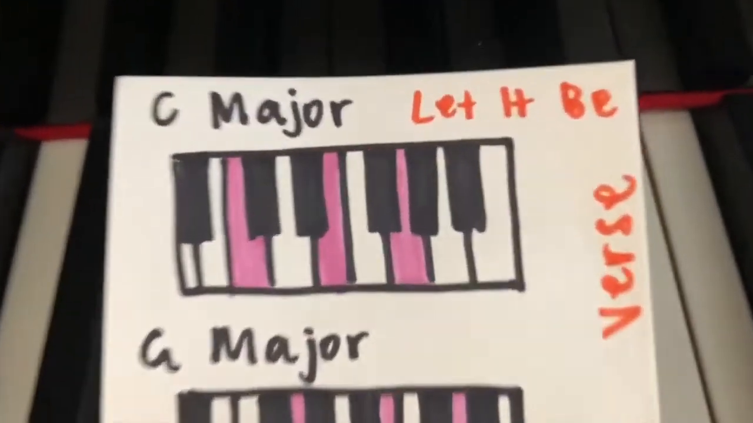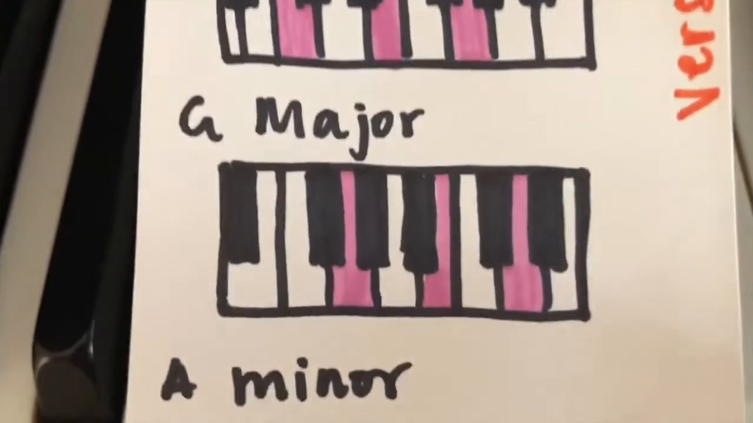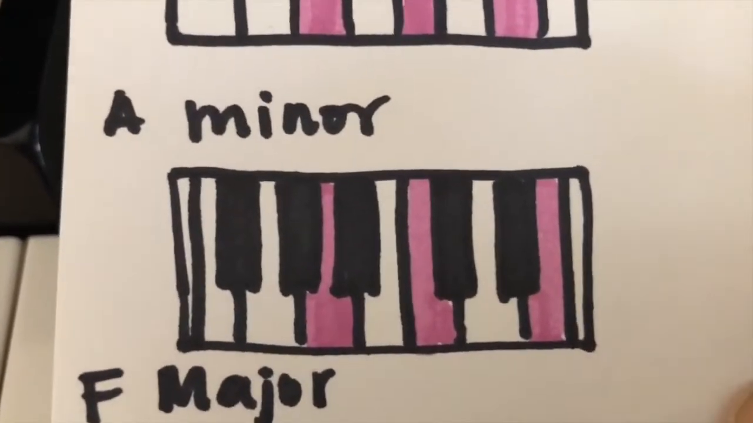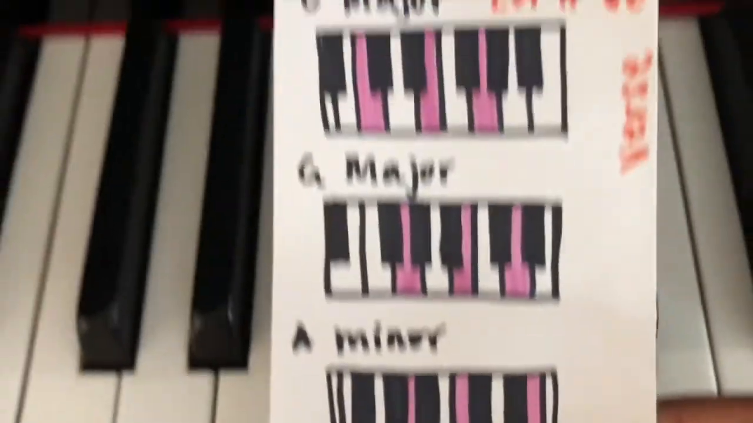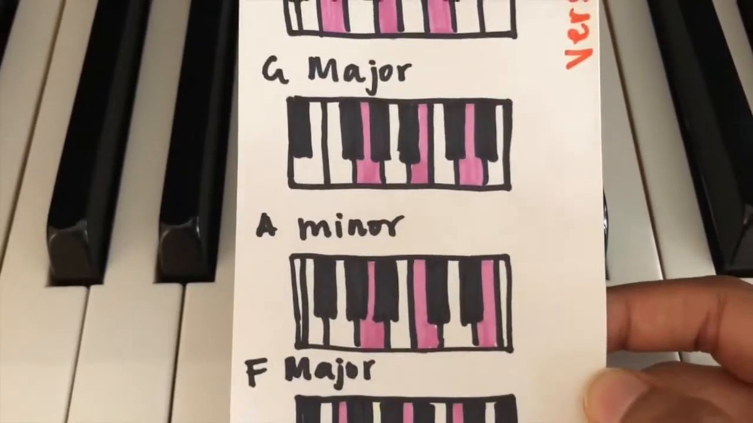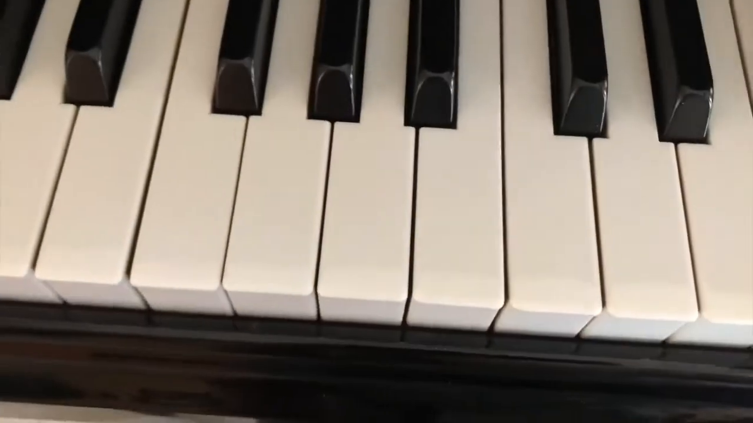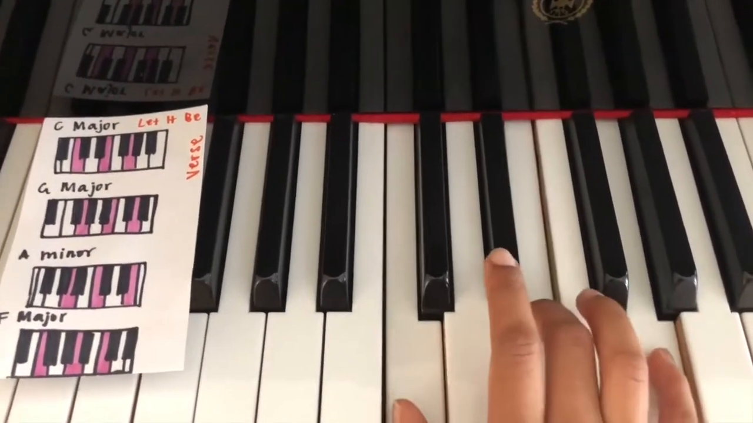It starts out with C major. This is one that we just did. Next is G major, which we will go over. Next is A minor. We've done A minor. And next is F major. So it's gonna go C, G, A, F. Now let's pick that apart. C major, let's play just for review. Remember, C, E, G.